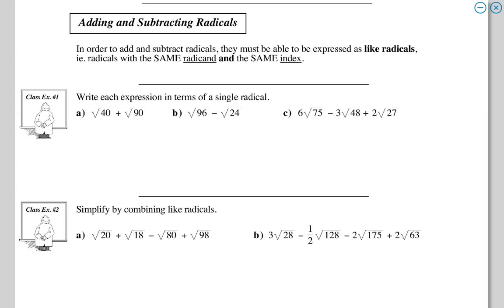Okay. So next page, class example 1 and 2. This is the kind of stuff you're going to get on your quiz and on your exam. This is the level you have to be aware of. So if you take a look at the top part, it says in order to add them, you need the same radicand and the same index. So for us, 95%, other than one question, is all squares.